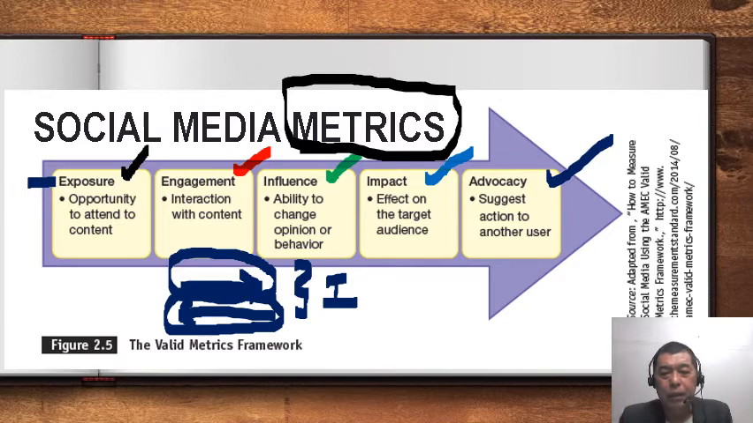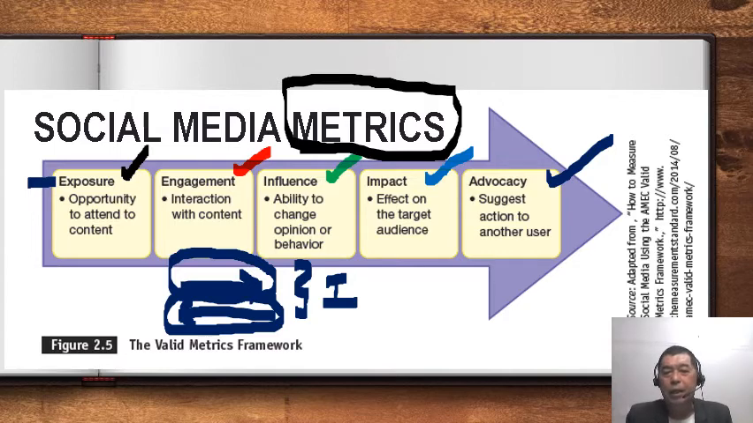It is the ability to change the opinion or behavior. For example, if the behavior was negative, you were able to influence, educate, persuade, and inform, therefore you change that negative opinion to a positive behavior. And the next is impact, the effect on the target audience.